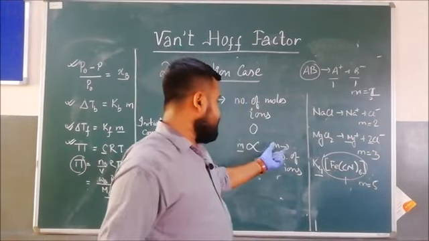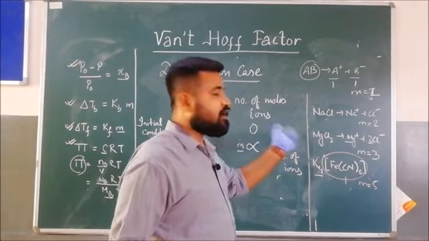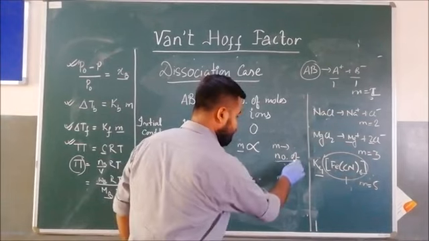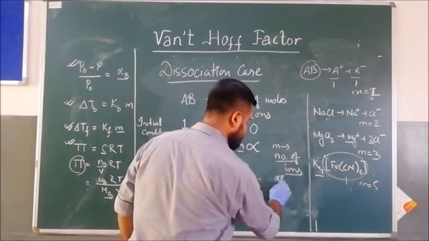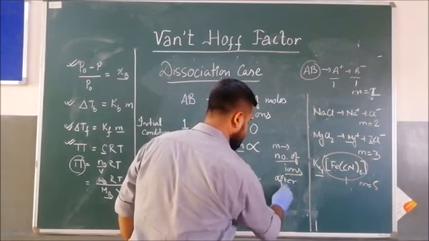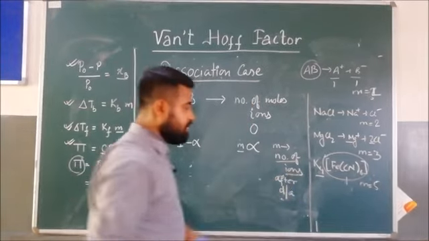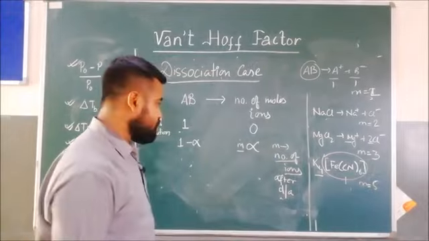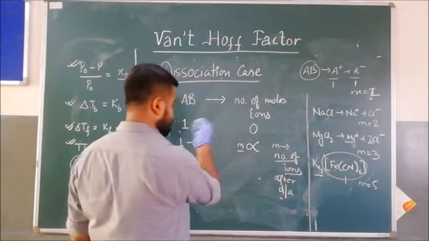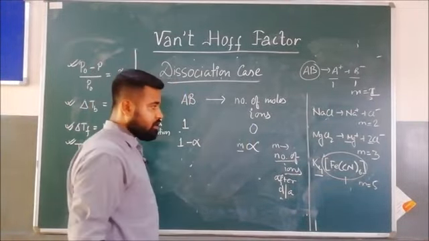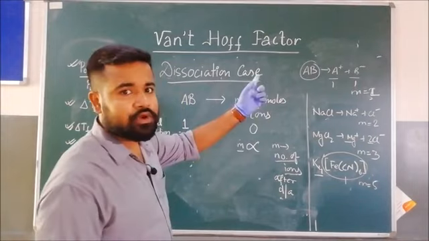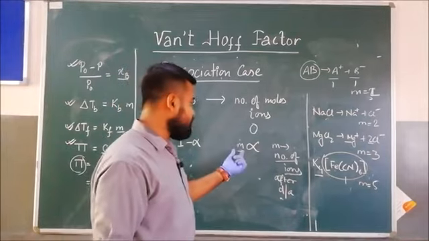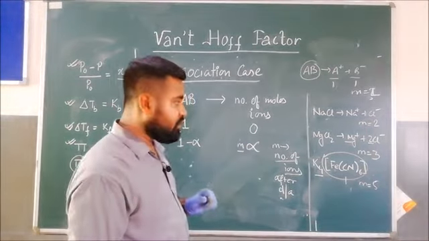So what is m? m is the number of ions after dissociation or association. After dissociation or association, that is equal to m. Because we don't know how many ions we are getting. It depends upon the solute, how many ions the solute will give. That's why we have taken it as m alpha.